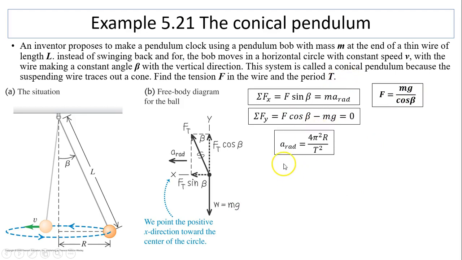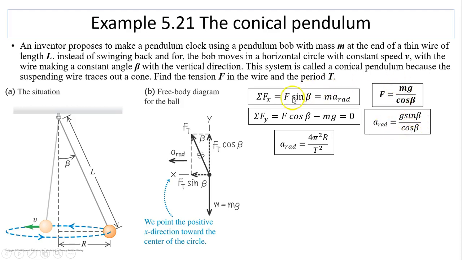To find T, we have to use this equation: a_rad equals 4 pi squared r over T squared. In this case, r equals L times sine beta, because it's opposite of beta. And what is a? Well, from this equation, if we know F, we can use the top equation to find a. a equals g times sine beta divided by cosine beta.